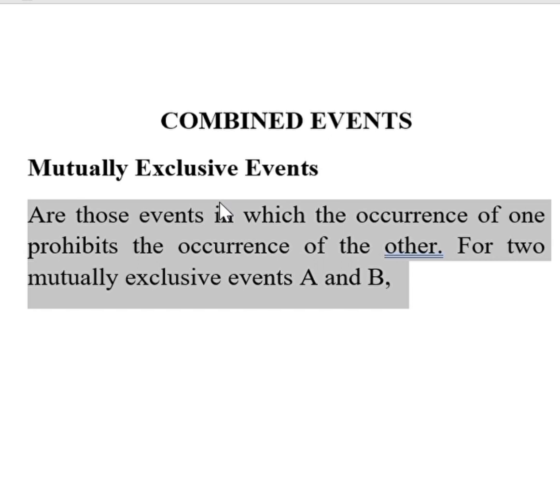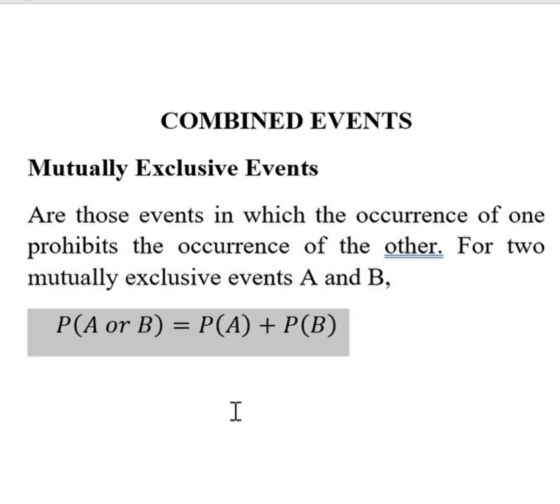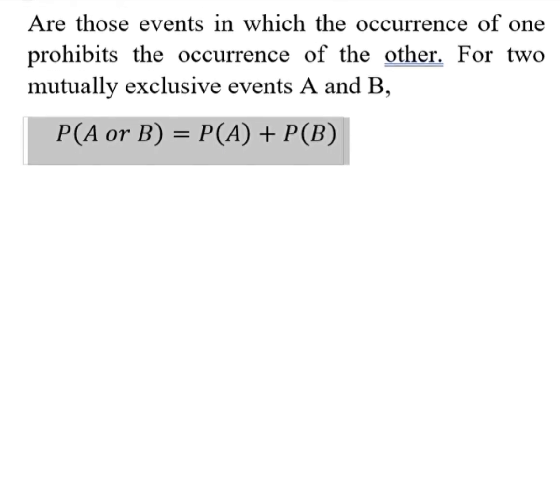Now, when we are dealing with two mutually exclusive events, we use the addition law of probability. That is, for mutually exclusive events, the probability of A or B occurring is given by the probability of A occurring plus the probability of B occurring.